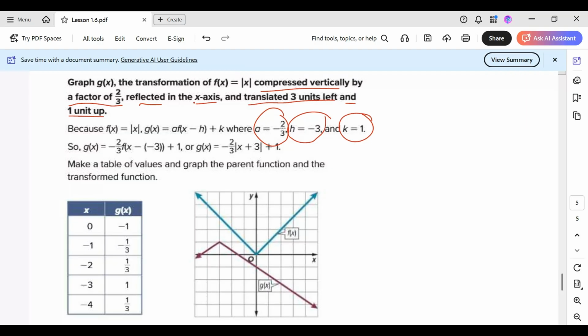So when we had our original problem, we are saying f of x equals absolute value of x. So now I'm applying what they just told us to do. They're saying it's being reflected, so that means I'm going to have negative 2/3. We are shifting to the left. In order to shift to the left, the number is going to be a positive value inside. And we're shifting up. So our new equation looks like this.